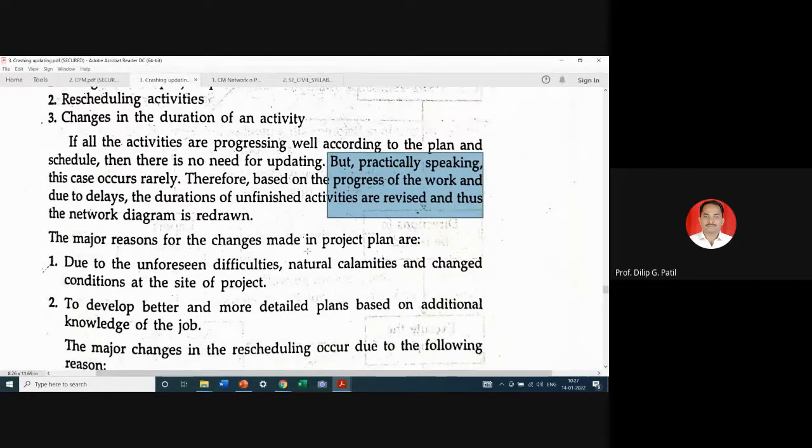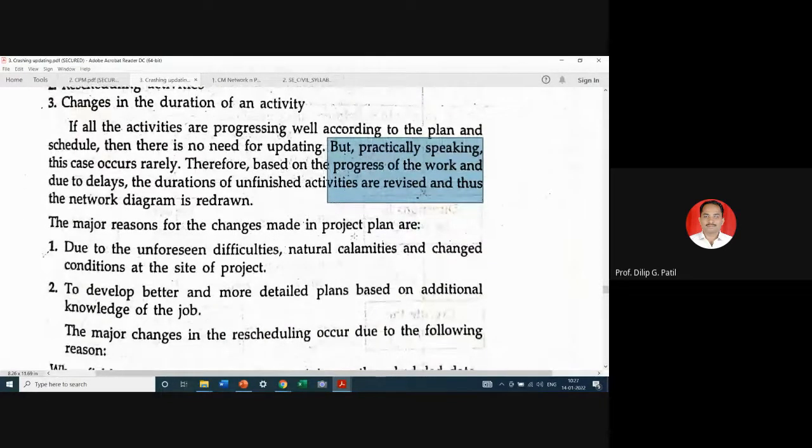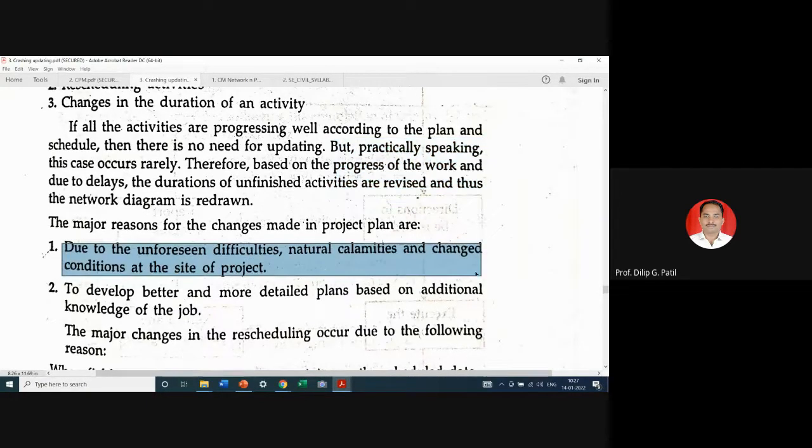path. The major reasons for the changes made in a project plan are unforeseen difficulties, natural calamities, changed conditions at the site of the project. असं बऱ्याच वेळा होऊ शकतं की आपण हे प्लॅन केलेलं नसतं किंवा आपण इमॅजिन केलेलं नसतं, अशा अडचणी साईटवरती येतात कधीतरी. आणि त्यामुळं मग कधीतरी चुकून बघा की इन बिटवीन आपण प्लॅन केलं होतं की डिसेंबरपासून साईट चालू होईल आणि जानेवारीमध्ये पाऊस पडला. काय होईल? आपण जर एक्सकॅव्हेशन करून ठेवलेलं असेल त्यात पाणी साठेल.